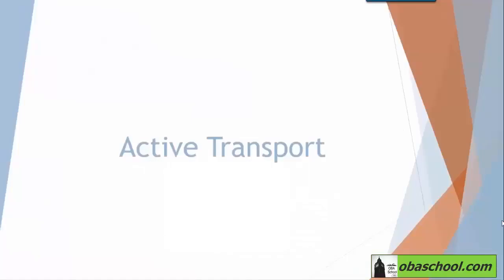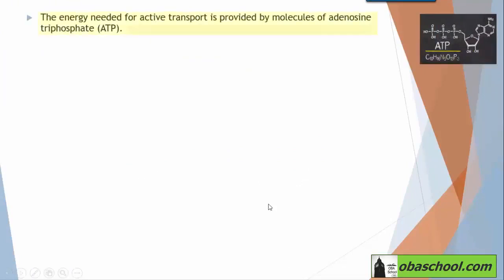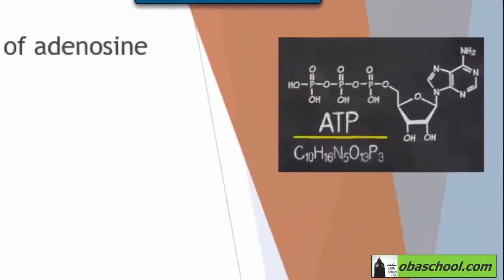Active transport. The energy needed for active transport is provided by molecules of ATP, or what we know as adenosine triphosphate. This is the ATP molecule.